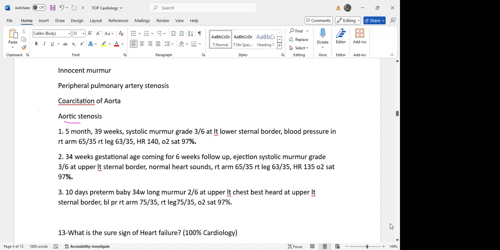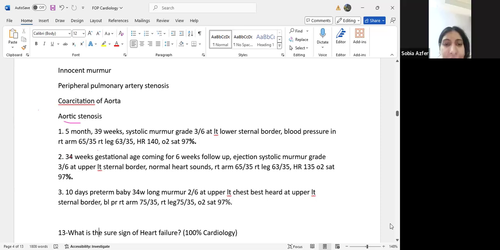10 days preterm baby, again 34 weeks, long murmur. So if they tell you about a long murmur, not a loud one. Loud, no, it means long. Long means it is in the systolic phase and in the diastolic phase.